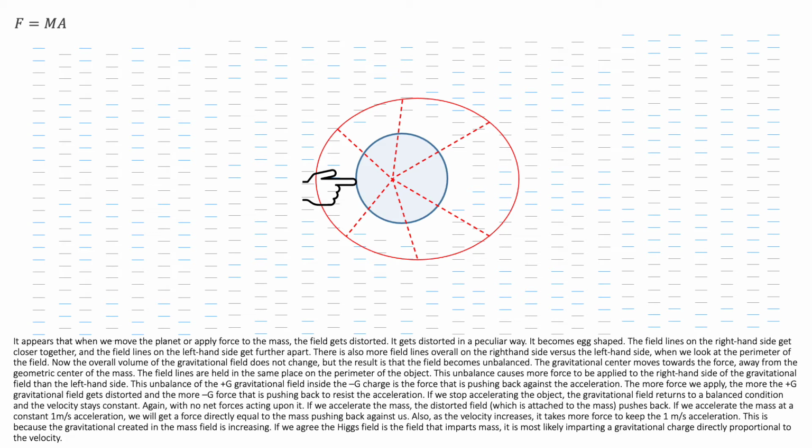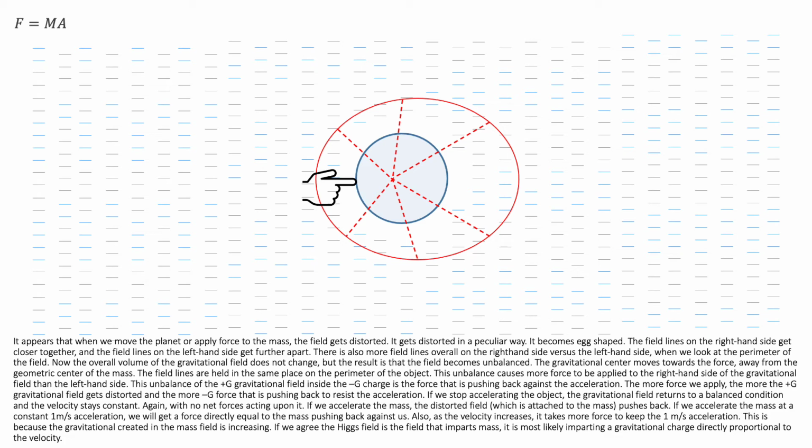If we stop accelerating the object, the gravitational field returns to a balanced condition and the velocity stays constant. Again, with no net forces acting upon it. If we accelerate the mass, the distorted field, which is attached to the mass, pushes back. If we accelerate the mass at a constant 1 meter per second squared, we will get a force directly equal to the mass pushing back against us. Also, as the velocity increases, it takes more force to keep the 1 meter per second squared acceleration. This is because the gravitational charge created in the mass field is increasing.